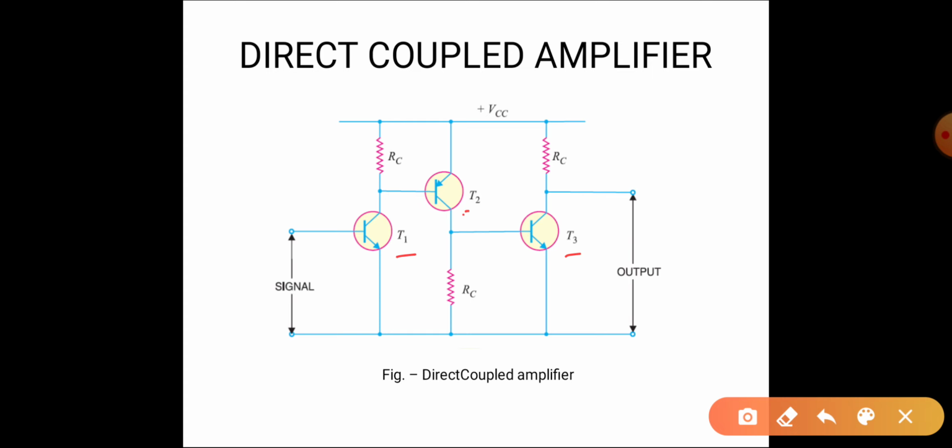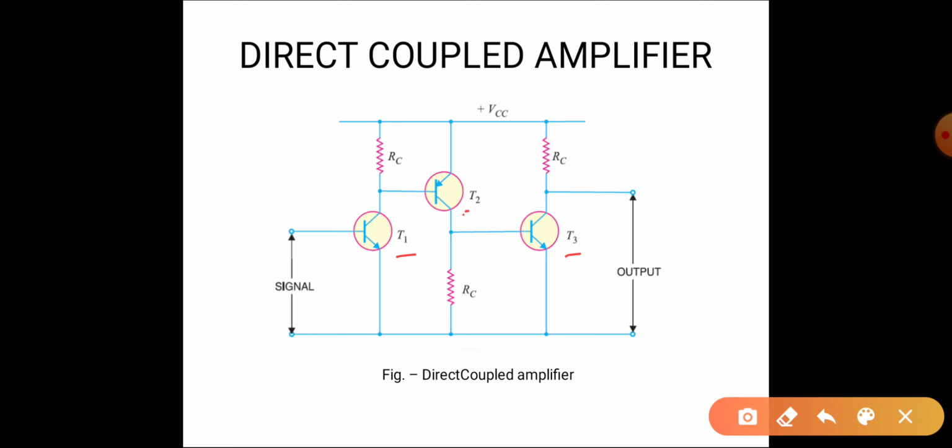So you may ask, there should be a change in Q point or operating point, or you can say DC biasing might get affected due to not using the coupling device. But in the direct coupled amplifier the DC biasing is adjusted so that without using any capacitors or transformers or coupling devices you can get your operating point or Q point at your desired level.